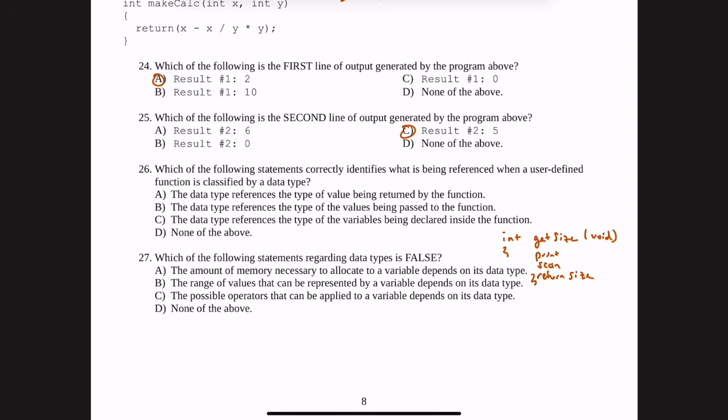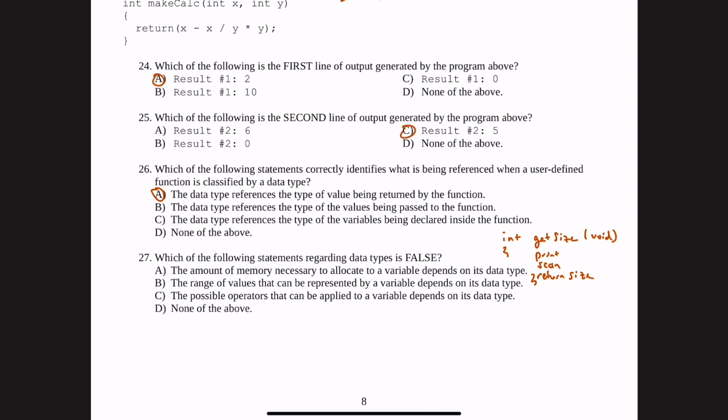So what is being referenced when we talk about a data type? Well, when we're talking about a data type, we're talking about what is being returned, because that's what we care about. And the main function or whatever function is calling it just cares about what's being returned. So we're returning size, and from here we know that size is an integer. So looking at our answer choices, A is going to reference the type of value being returned.